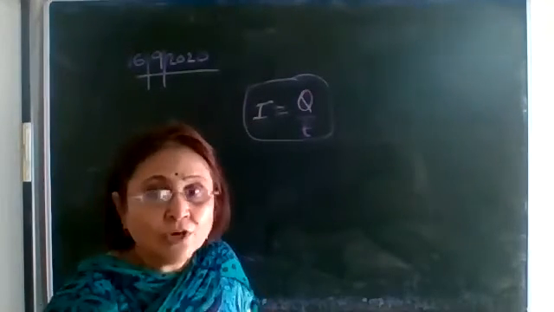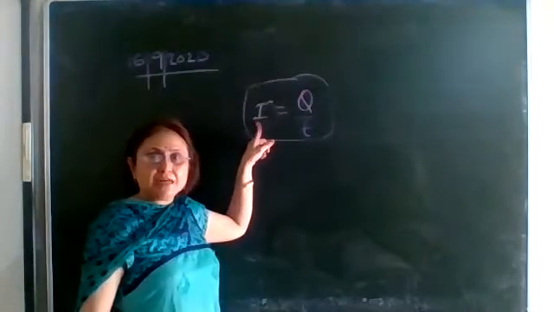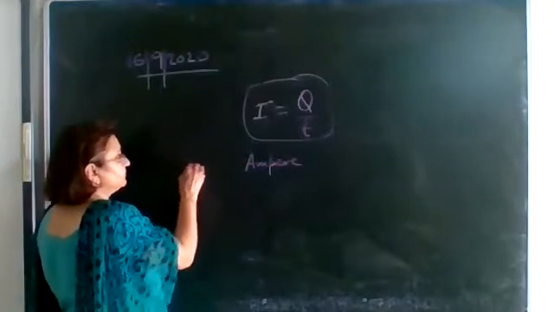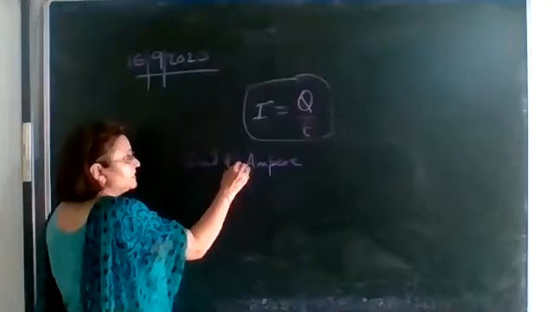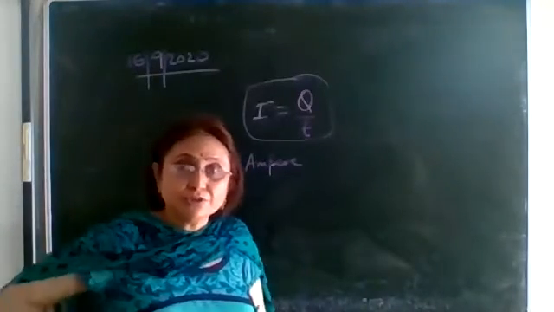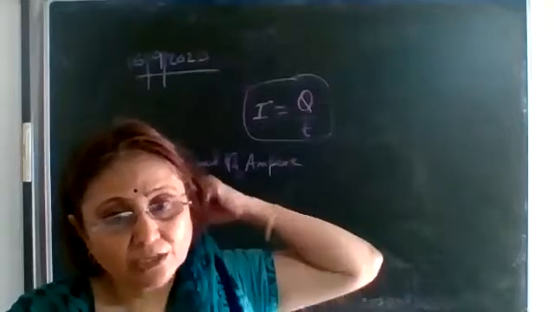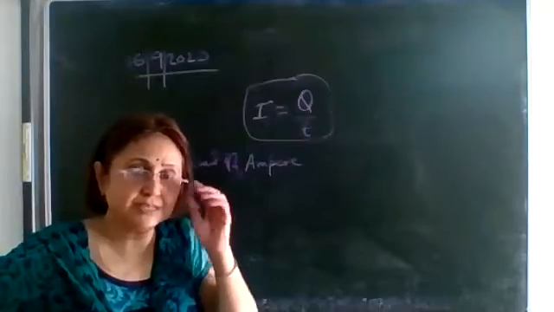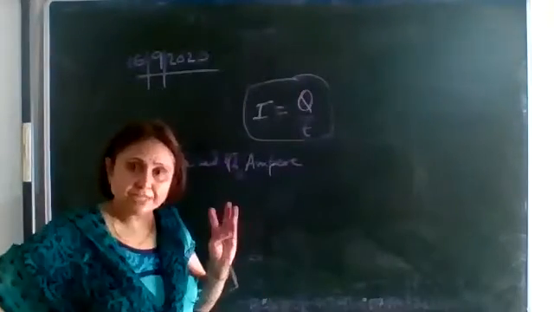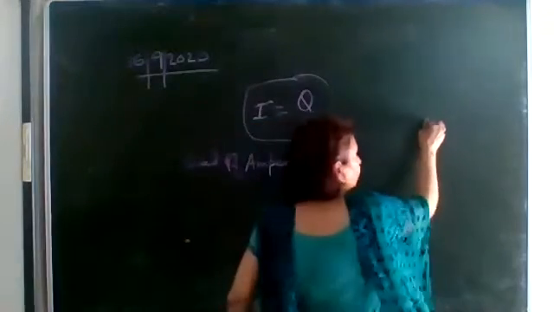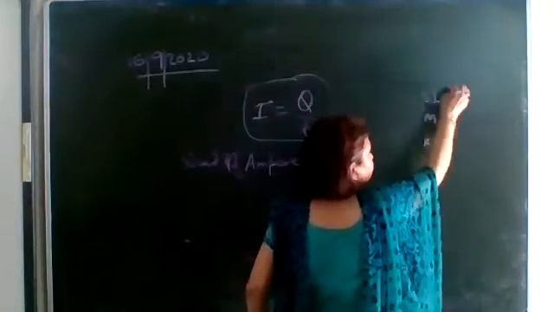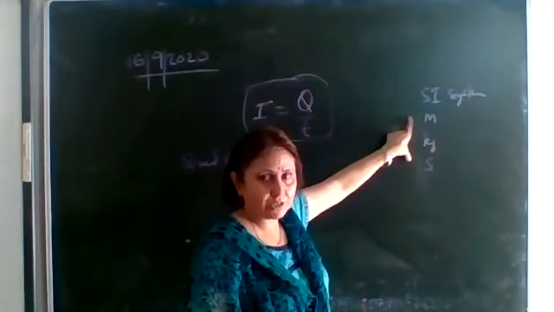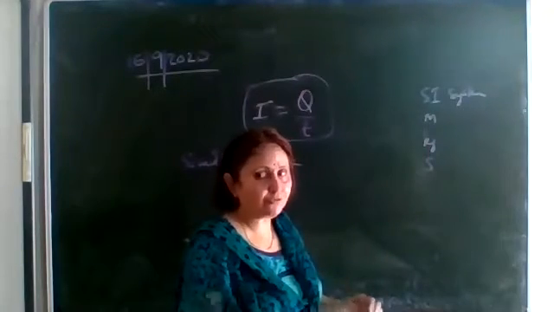You can say that it is the charge flow per unit time. Here the SI unit of electric current is ampere. In the SI system, we have studied in the lower classes, in class 9, I taught you that there are 7 fundamental units. The first 3 are meter, kilogram and second. In the SI system we are talking about, besides these 3, there are 4 more fundamental units.